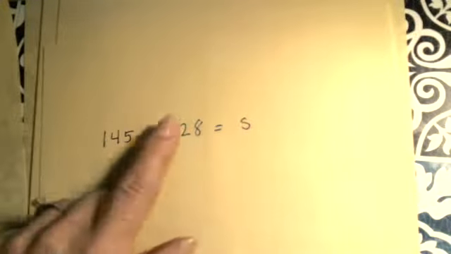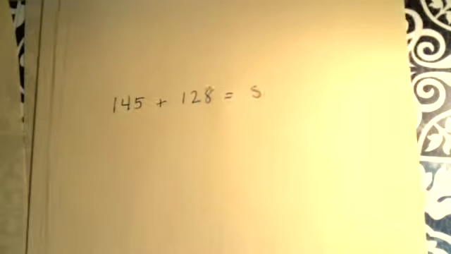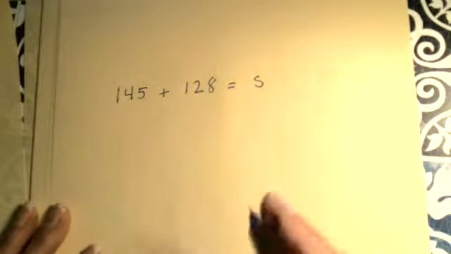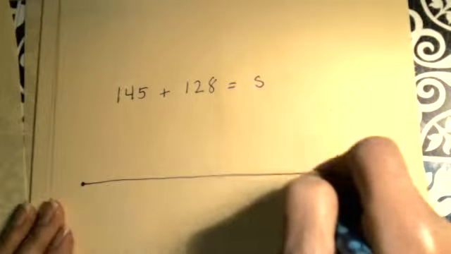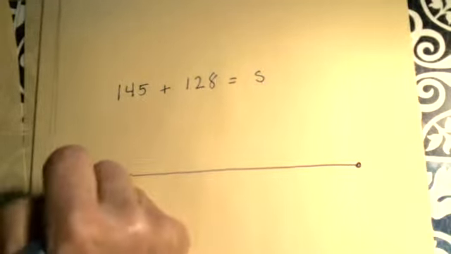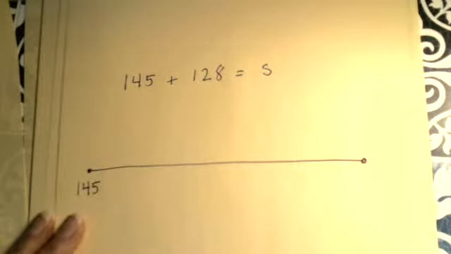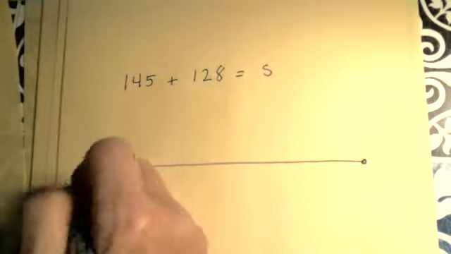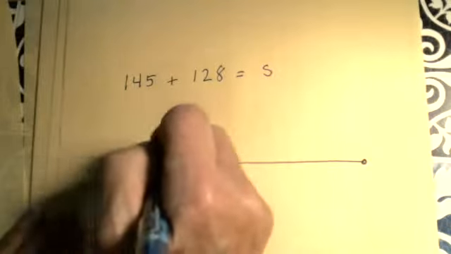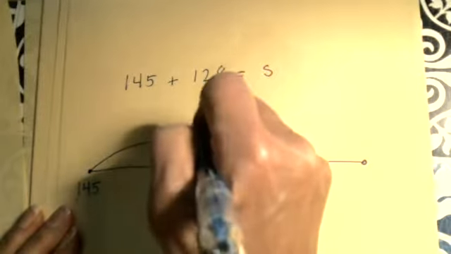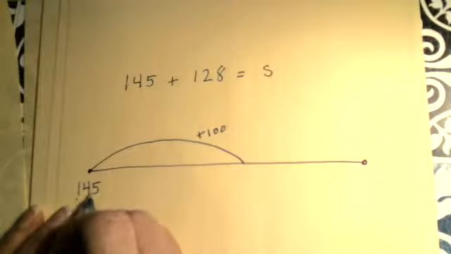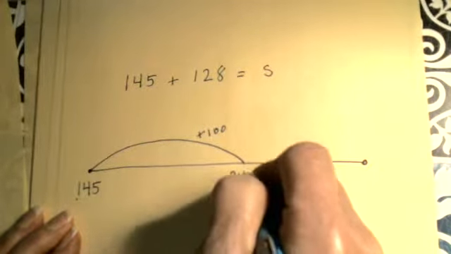Another strategy, if I have 145 plus 128 equals students. Again, this S stands for students. It could be any letter that you choose. I chose S for students. I'm going to do the number line. Okay, I start at 145. I'm going to add 128. Well, I can add 100 pretty easily, so I'm just going to draw a line to represent plus 100. So 145 plus 100 is 245.